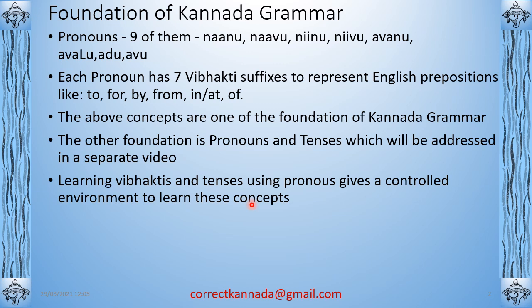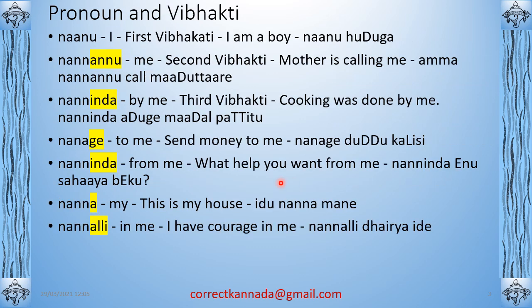Because pronouns are very fixed, you have only nine of them, instead of nouns. Nouns means everything: name, place, things. So using nouns to learn vibhaktis is a bit difficult. Pronouns are just nine, so using them you can easily learn the concept of vibhakti and apply it to other nouns. Okay, let's move on. So, pronoun and vibhakti.